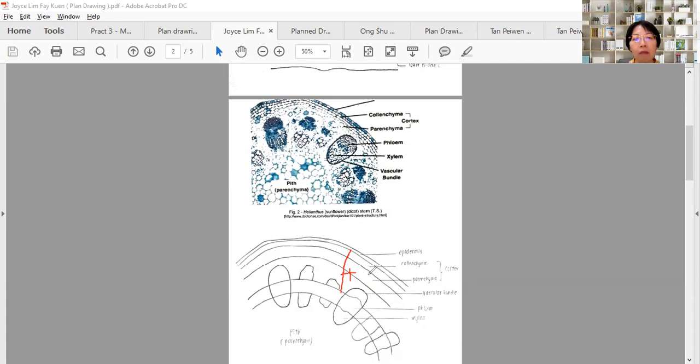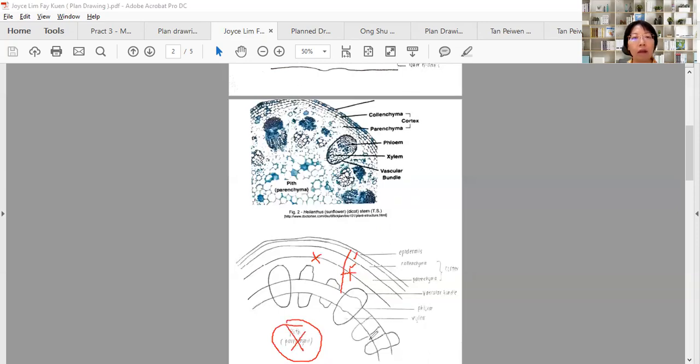Okay, but it can be made out of different cells. So you've got different tissue layers like collenchyma and parenchyma. So you shouldn't have this line here. This line is wrong. Out. Okay, then there's a pith. This is wrong. This is wrong.